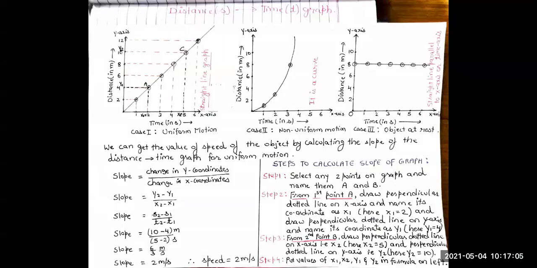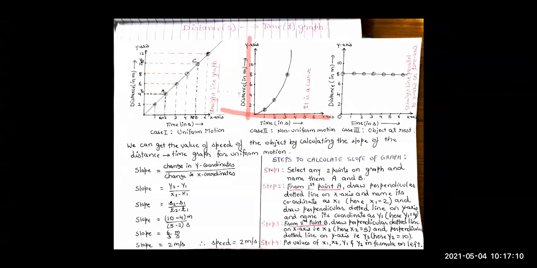Okay, now we will see the distance time graph for non-uniform motion. Non-uniform motion means unequal distances covered in equal time, right? Here in this graph, in time t equals 1 second, the distance covered is 2 meters. In time t equals 2 seconds, the distance covered is, suppose, 4 meters. And in time t equals 3 seconds, the distance covered is 8 meters.